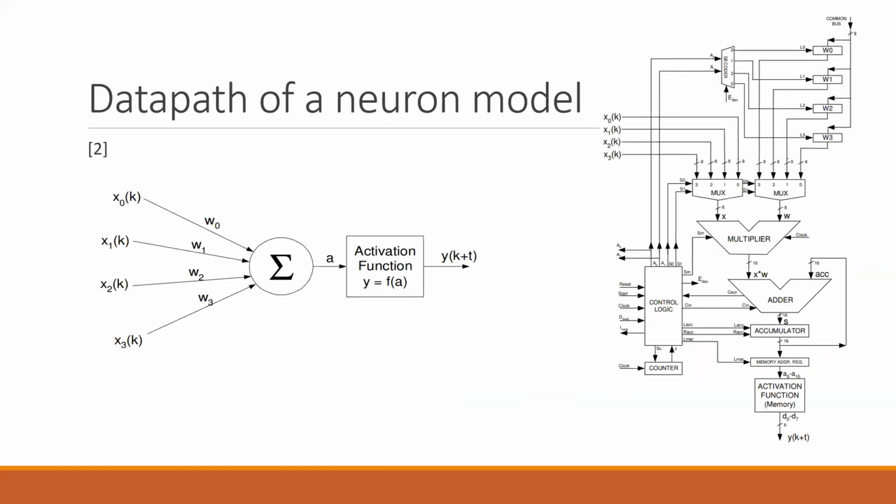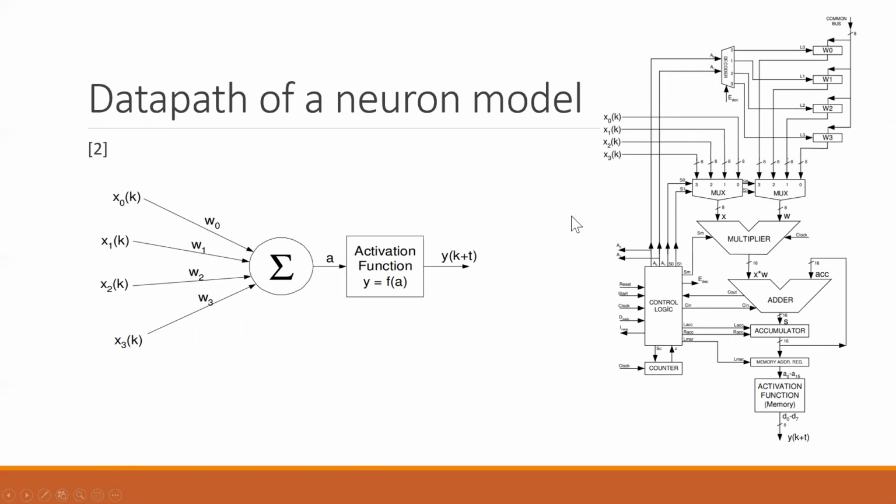Right here, I am going to describe the data path of a standard neuron model. So here we have all the gates and all the diagrams. This image basically represents a circuit diagram for that neuron. So again, if you look at this image, we've got 4 inputs and 4 weights. The weights are actually stored inside registers for now.